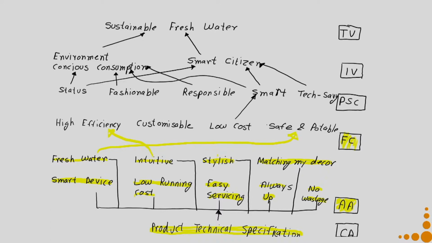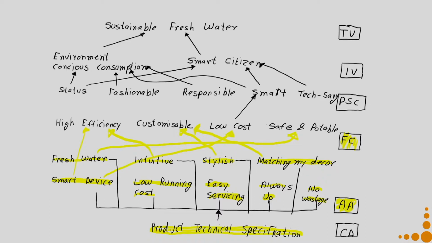So let's go ahead. Let's see stylish. Now it comes to how I'm going to define stylish. Stylish, if I connect it to customizable, it means the stylization is being achieved because of the possibility that I can customize it. But if I want to mean something different, I will have to add another attribute and functional consequence. Matching my decor also connects to customizable. Smart device can imply that it is highly efficient. It can also imply that it is low cost.